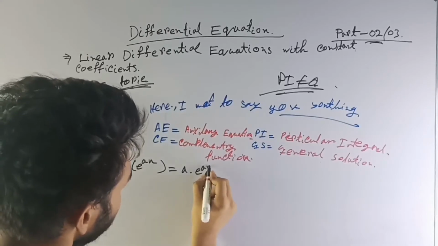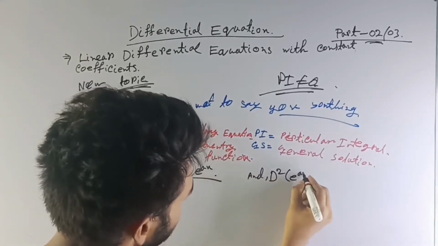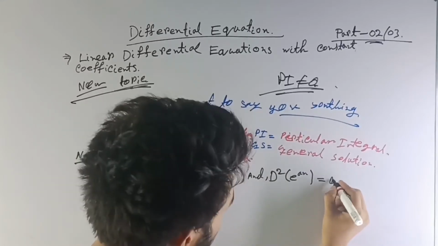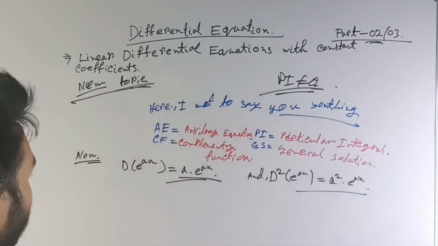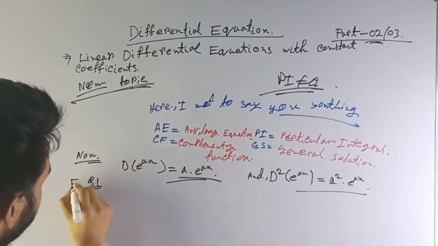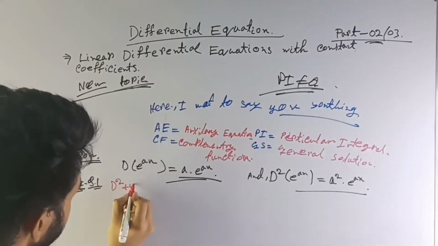So now I take an example of this. D times e^(ax) = a e^(ax), and D² e^(ax) = a² e^(ax). That's it. Now example 1 is the question about that.